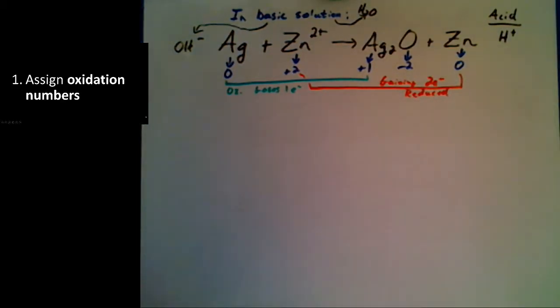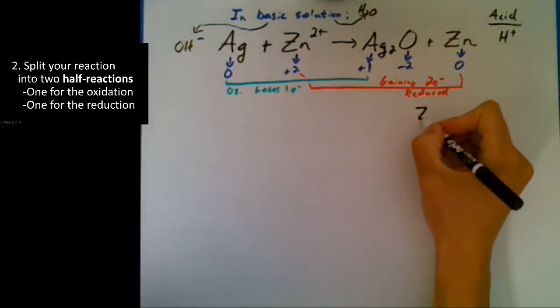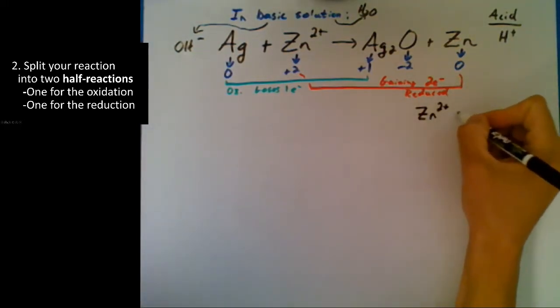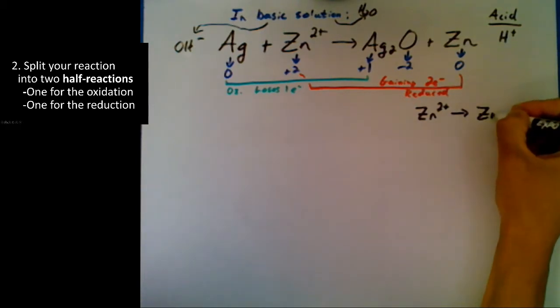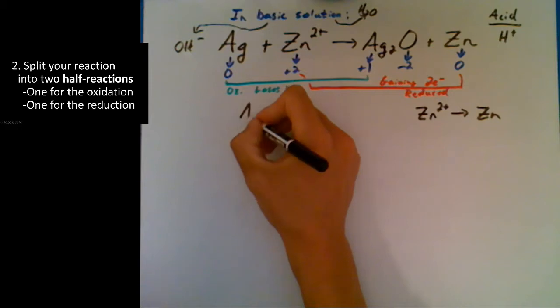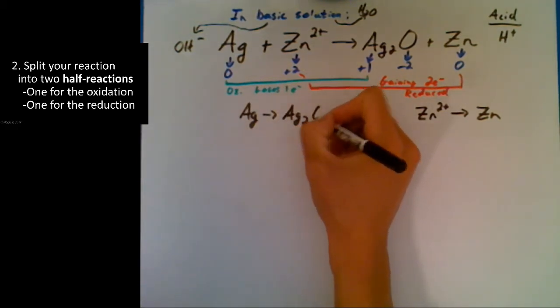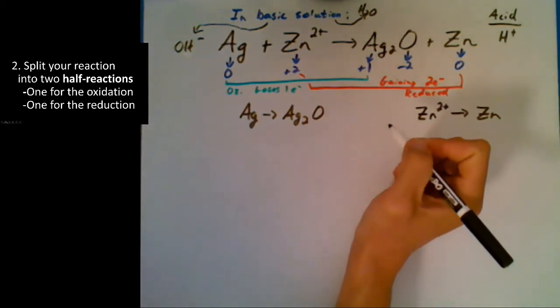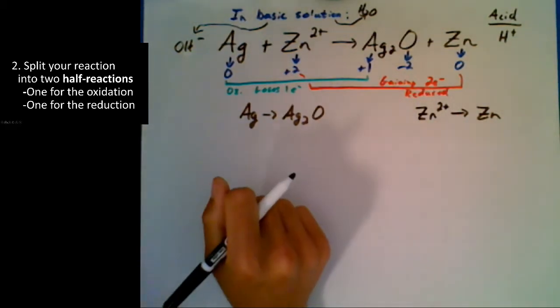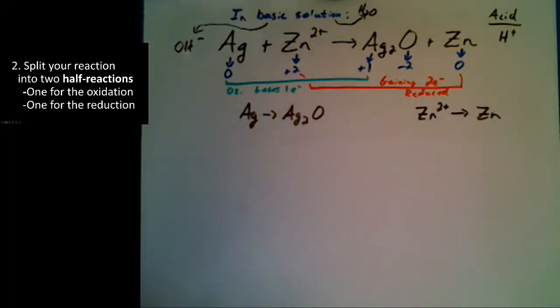So now that we've assigned our oxidation numbers, we can move on to our next step, and we can split this into 2 separate half reactions. So we're going to have our zinc reduction reaction happening on this side, Zn2+ turning into Zn, and then we're going to have silver turning into Ag2O on this side, our oxidation reaction. Simple enough so far. We've got our 2 half reactions set up for our redox reaction.